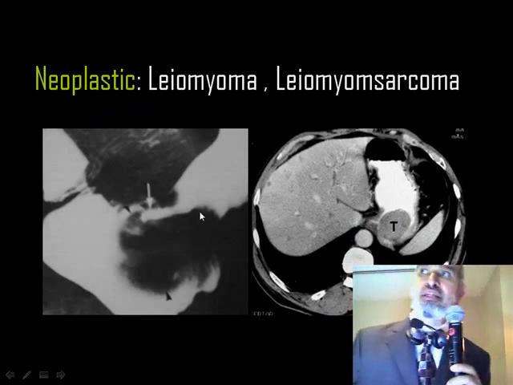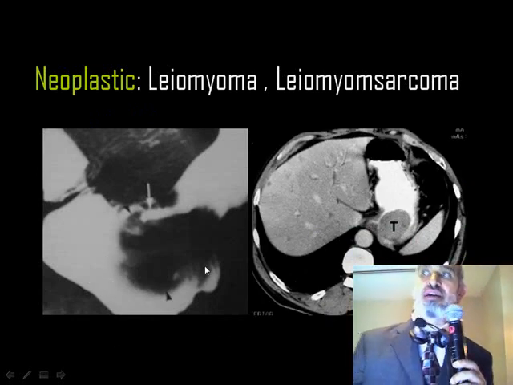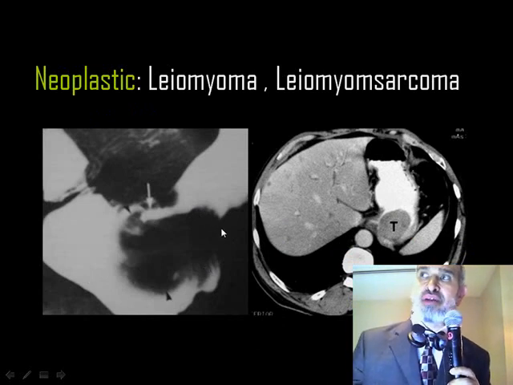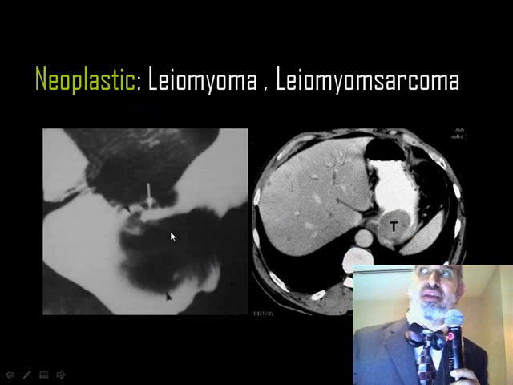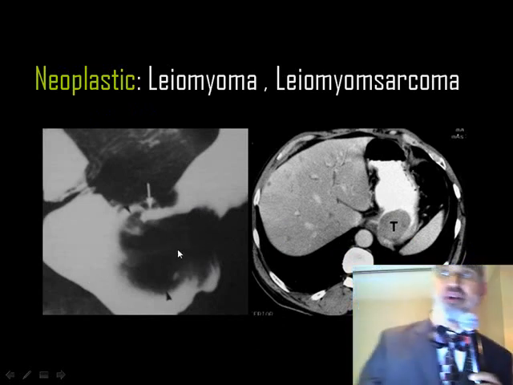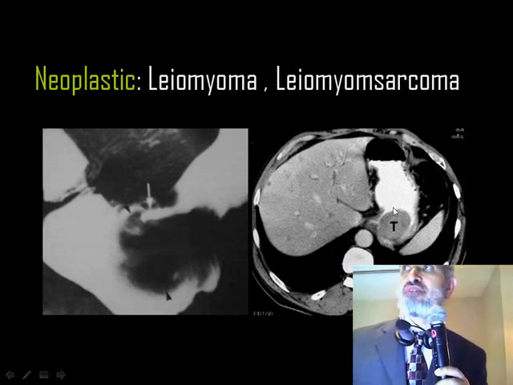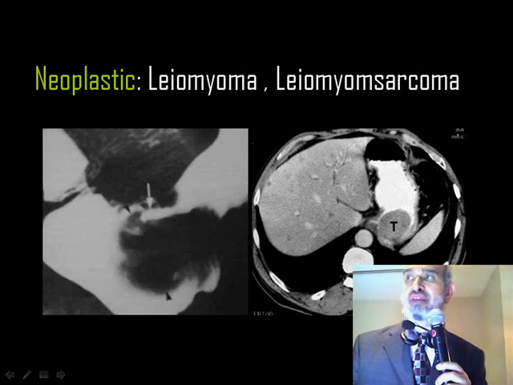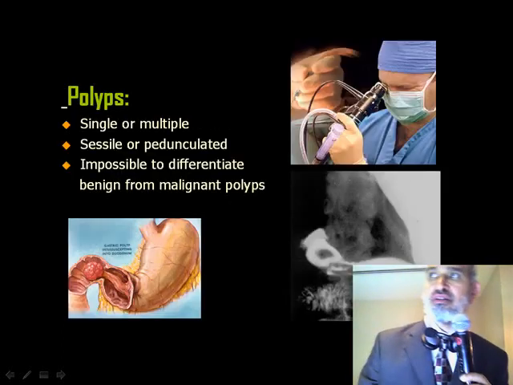But sometimes you can see a lesion which is inside the gastric lumen, but you can see that barium cannot pass in this area, denoting that this lesion is arising from the gastric wall and it is not a foreign body. And you can confirm this by CT scan. This is the stomach, and you can see the filling defect inside the stomach. This is the liver, and this is the spleen.